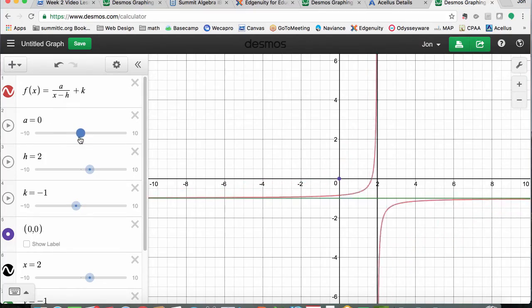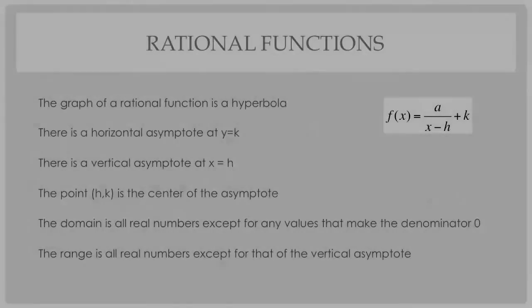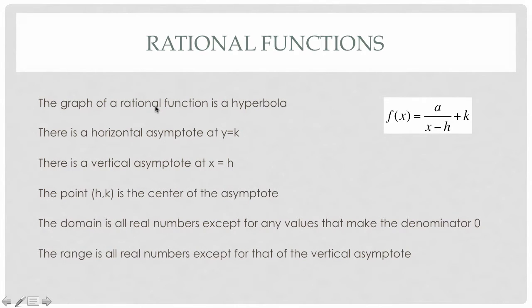All right, let's go back to our PowerPoint and summarize some of what we've seen. So when we're dealing with rational functions, a simple one like this is called a hyperbola, similar to a parabola, but hyperbola. We have horizontal asymptotes at whatever our vertical shift is for k, and then we also have vertical asymptotes at x equals h. The point (h, k) is going to indicate where the center of the asymptotes meet.